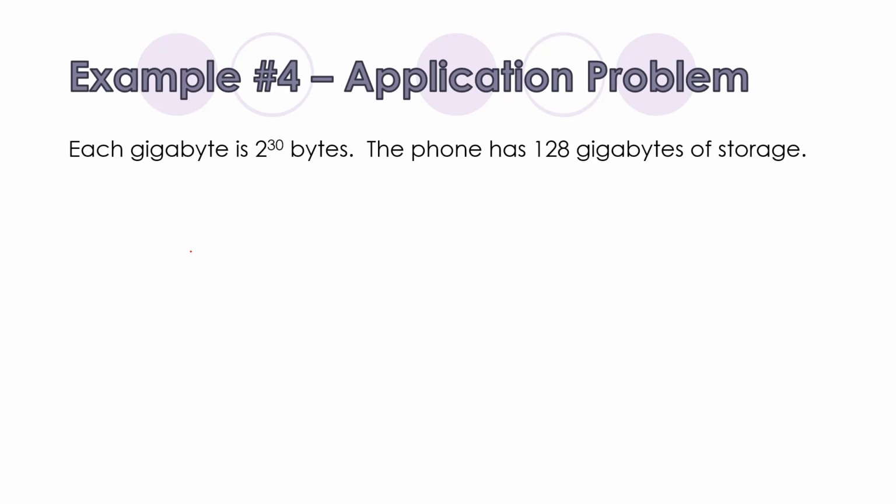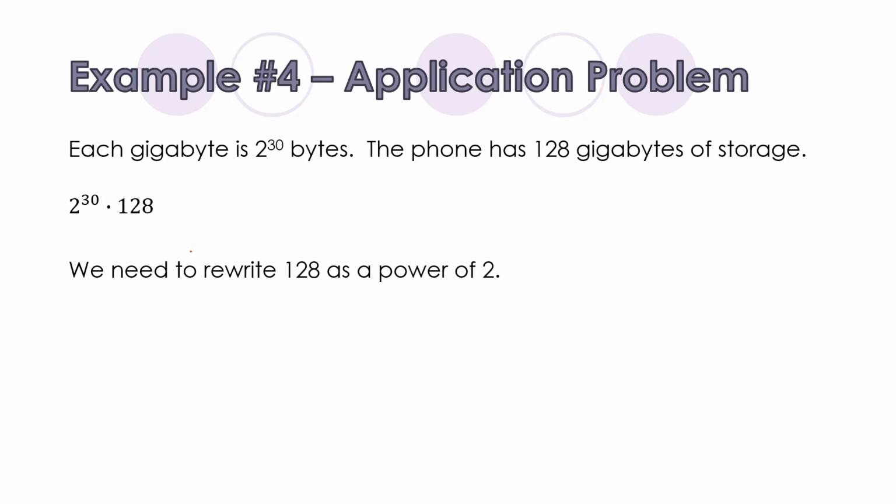So each gigabyte is 2 to the 30th bytes, and the phone has 128 gigabytes of storage. Now that we know that, this is a multiplication problem. We want to know the total amount, so we'll go ahead and multiply those together: 2 to the 30th power times 128. And just as in the previous problem, we need to rewrite 128 as a power. In this case, we need the base to be 2. So we need to rewrite 128 as a power of 2.